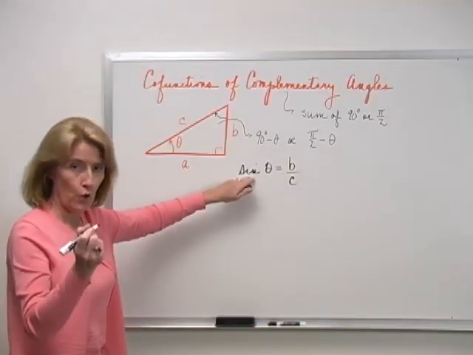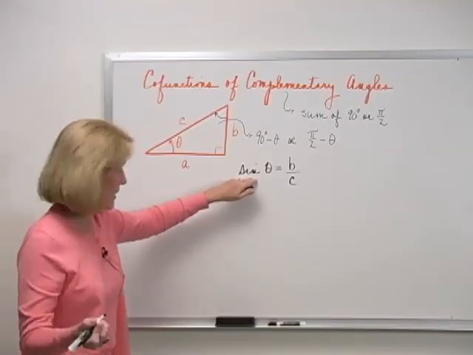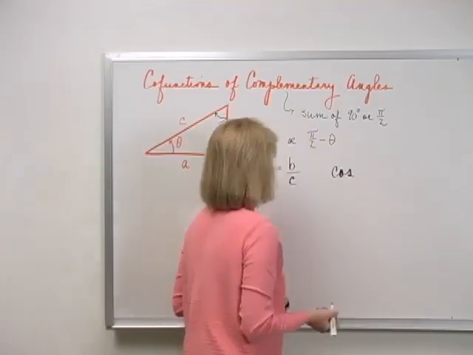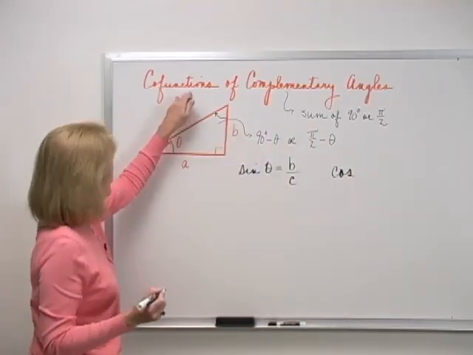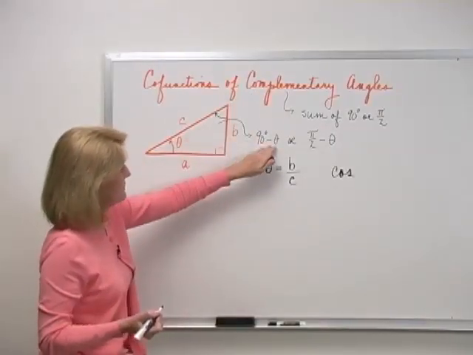Think about the word "co." Okay, sine, the cofunction is the cosine. What is the value of the cosine? But we're not going to take the cosine of theta. We're going to look at the cofunction of the complementary angle, which is this one.